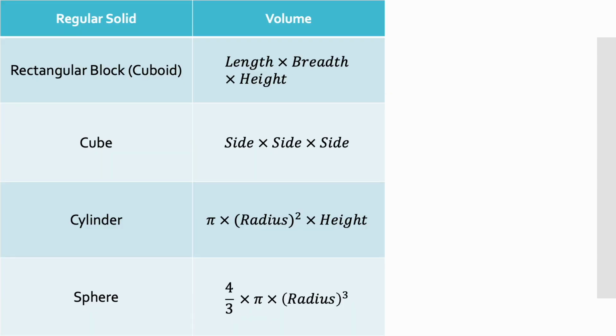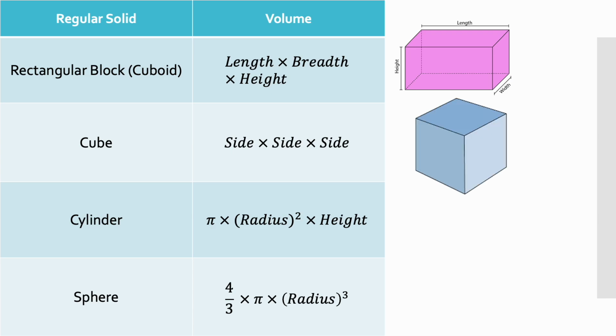Now let's learn how to calculate volume of regular solids. That's objects with standard shapes like cube, cylinder, sphere. Here's a quick guide. For a rectangular block or cuboid, volume is length into breadth into height. For a cube, since all sides are equal, volume is side multiplied by side multiplied by side. For a cylinder, use this formula: pi multiplied by square of the radius multiplied by height. And for a sphere, it is 4 by 3 multiplied by pi multiplied by radius cube. The value of pi is 22 divided by 7. These formulas are very useful when we calculate density, because you need both mass and volume.